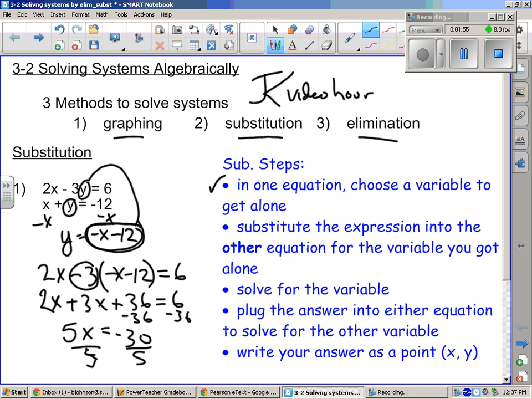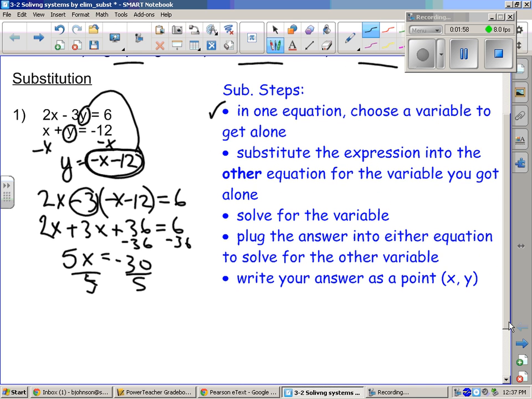Getting out of the room here. Let me move it down so that I have x equals negative 6.